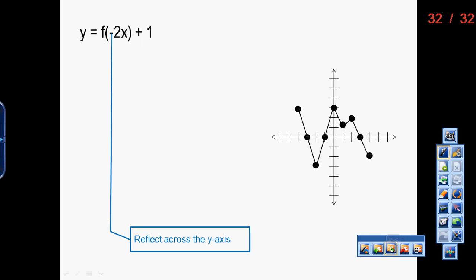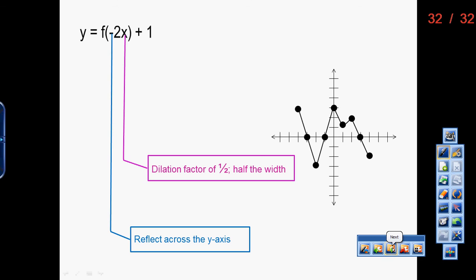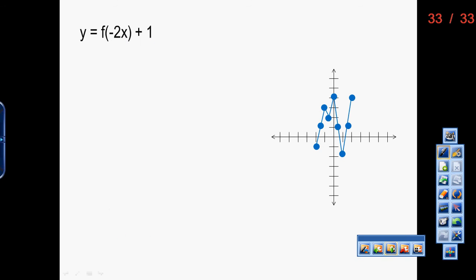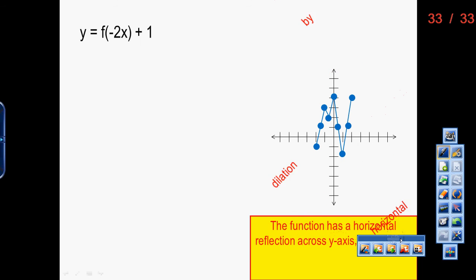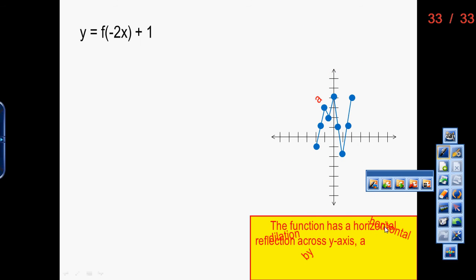So let's actually look at it. Reflect across the y-axis is my negative. Dilation by a factor of half, which is always half of the width. And then translate up 1 unit. Good job. And then we can graph that. And it's showing how we would actually write that out. Let me move that to make sure you can see it.